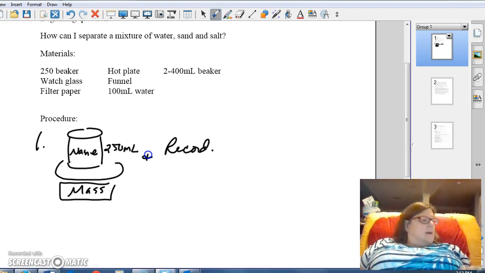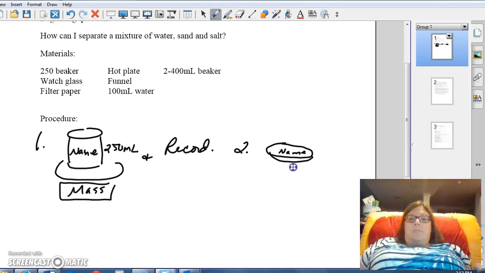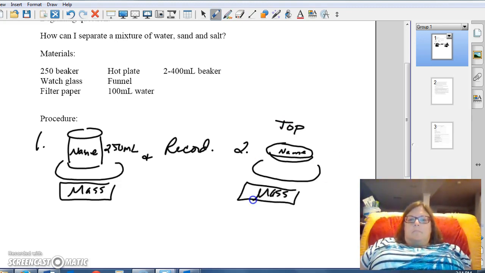Step two, you're going to label a watch glass with your name. Now this time, you need to put the name on the top of the watch glass. The watch glass, you remember, looks like the big contact lens. If you put your name on the bottom of the watch glass in vis-a-vis, as the water evaporates, that water will hit the watch glass and it'll dissolve it, and it'll be back in the beaker, and you'll have colored water, and you got the idea. So write it on the top, not the bottom. Then you're going to find the mass and record. Okay?